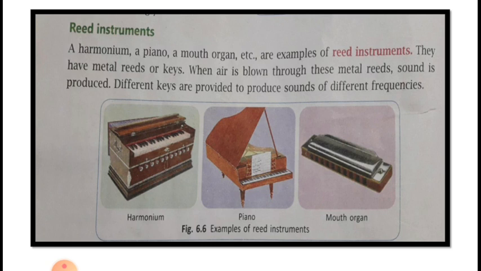Okay, see here they have given the picture of the harmonium, piano and the mouth organ. In this type of instrument, the metal reeds or keys are provided, and when air is blown through these metal reeds or keys, the sound is produced. Different keys are provided to produce sounds of different frequencies.